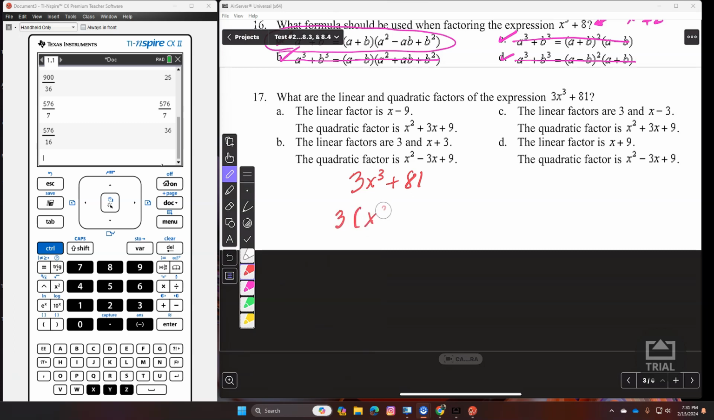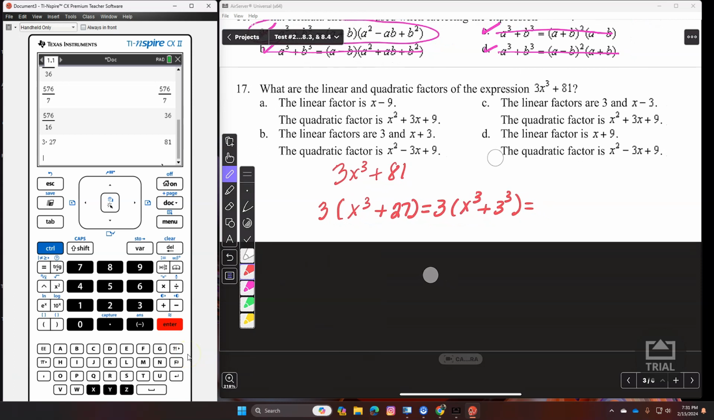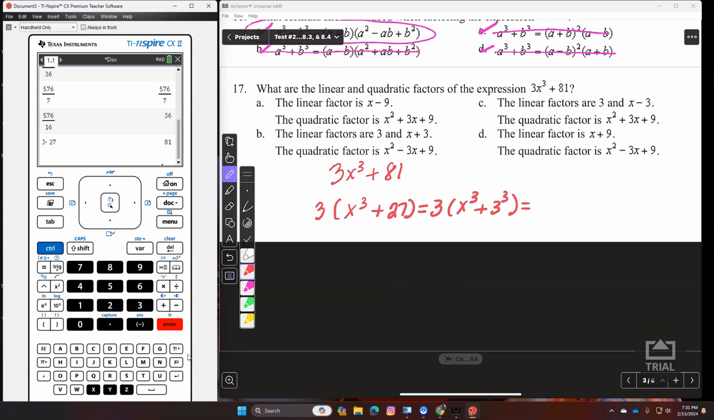So you have x cubed plus 81 divided by 3, which I think is 27. 3 times 27, I'm just going to verify. 3 times 27 does give you 81. So it's 27. Okay, so right now I'm going to ignore the 3. So now I have x cubed plus 3 cubed. And I highly recommend that you use the formula before watching the answer. Maybe you can try to do it and see if you can get it right.